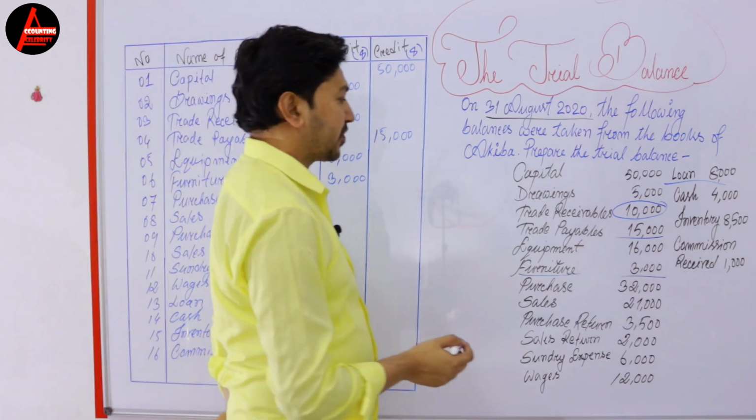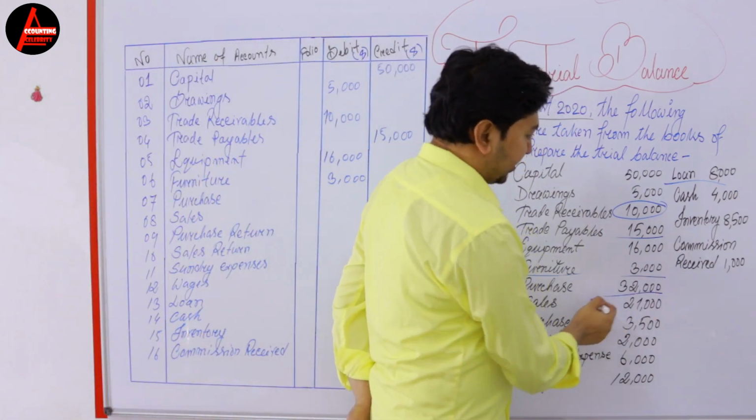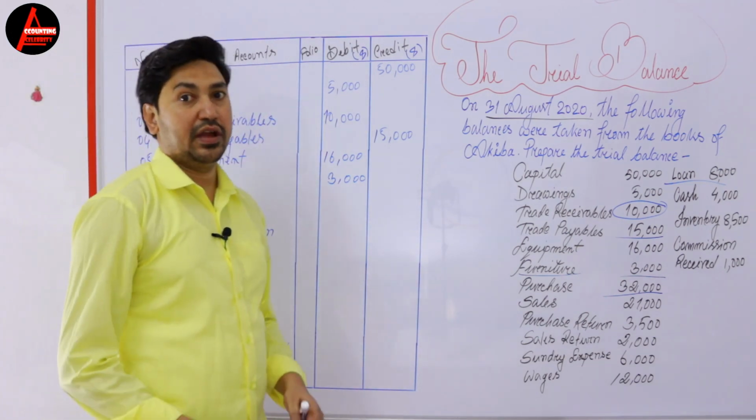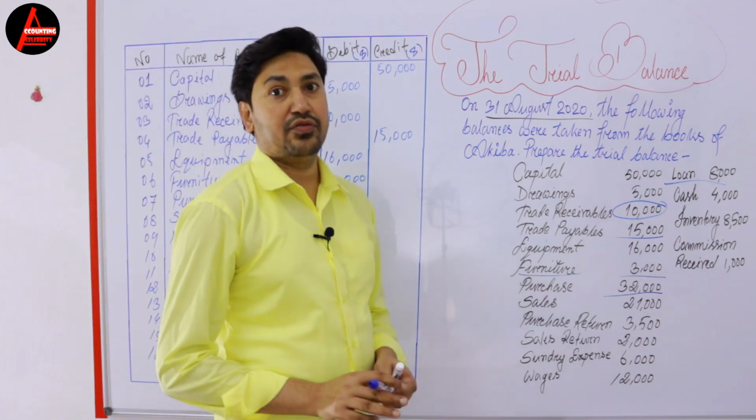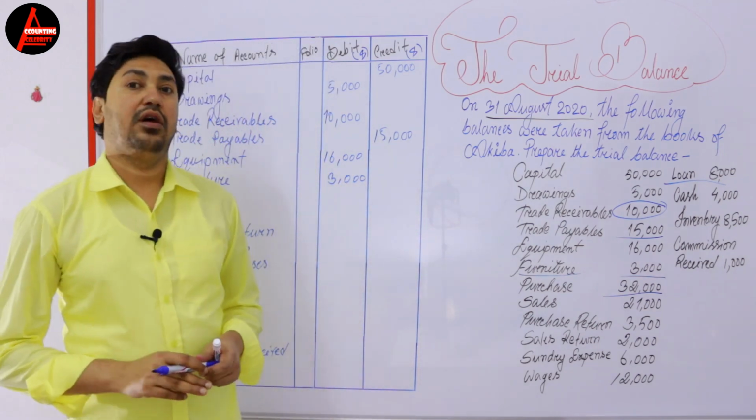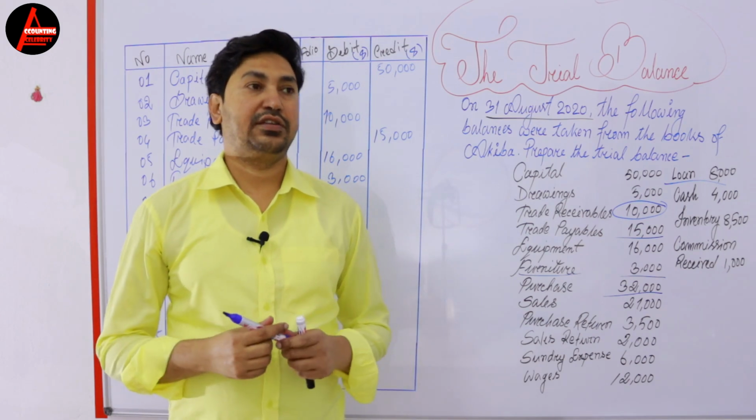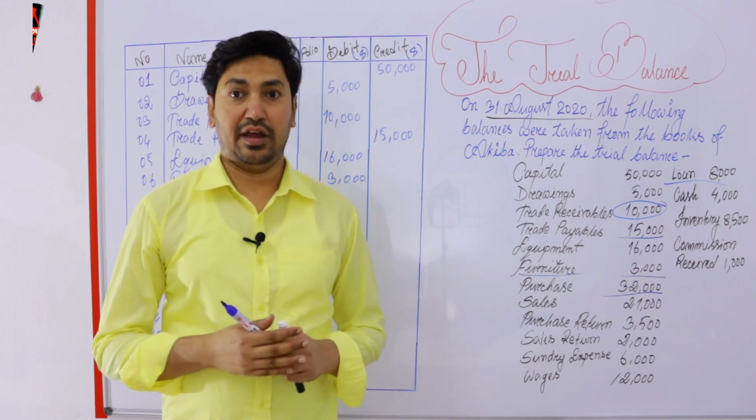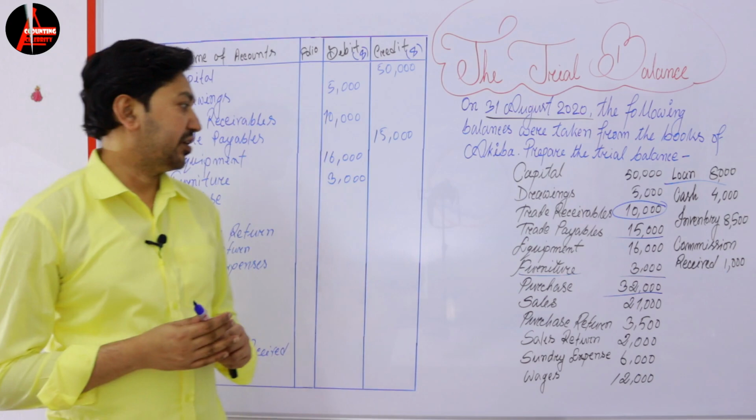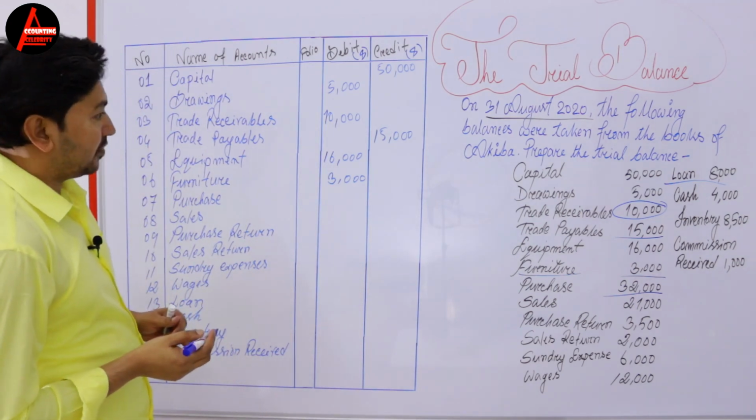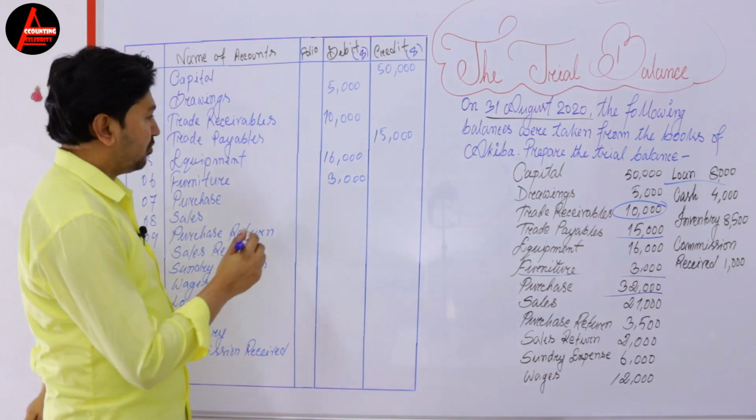Okay. What is next? Purchase. Purchase is an expense, and expense is a nominal account. And what is the rule for nominal accounts? All the expenses will be debited, and all the incomes and gains will be credited. So purchase is an expense. It will be debited. How much?